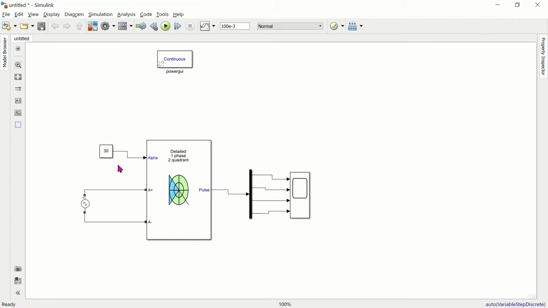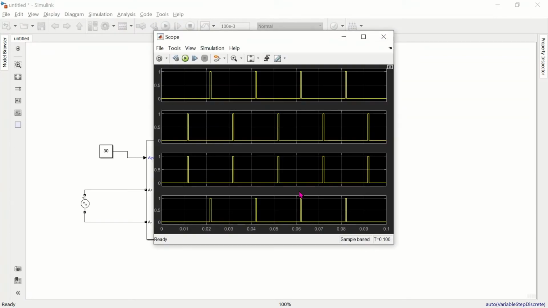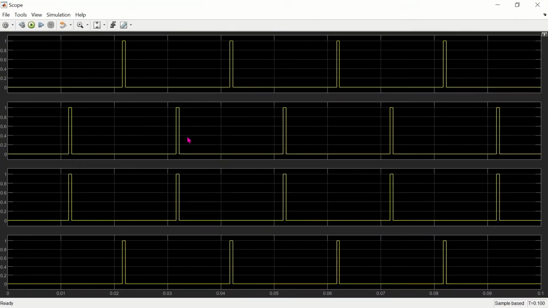Now we set the firing angle alpha equal to 30 degrees. So the firing pulse should be produced after 30 degrees. Here we can find there is no pulse during the first half cycle. It starts from the second half cycle, the negative cycle. It starts a firing pulse at 30 degree displacement, and it produces a uniform pulse width.